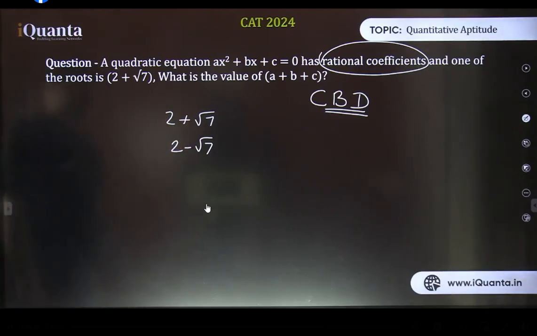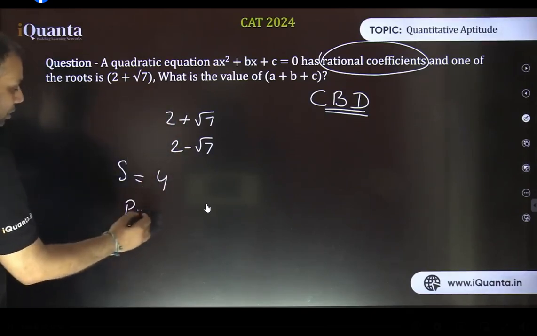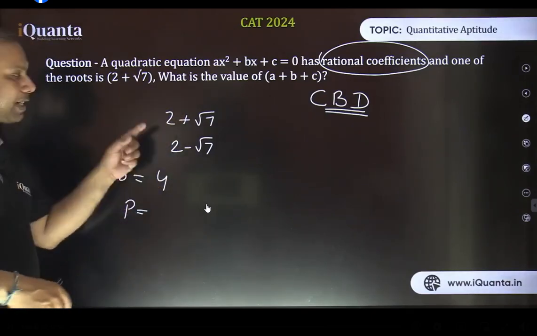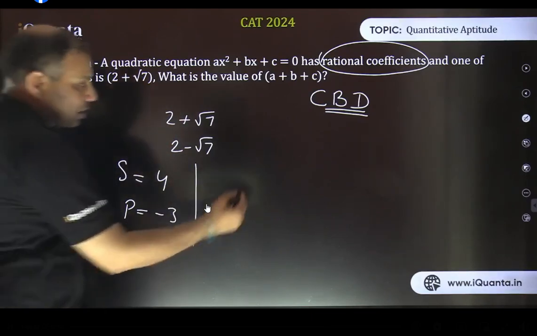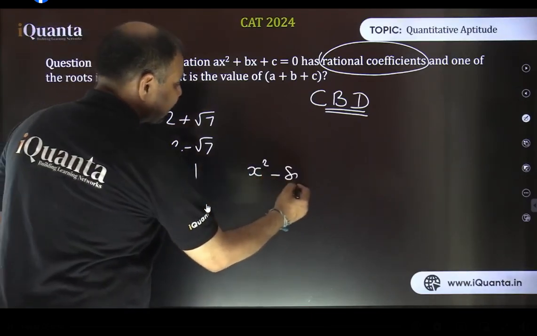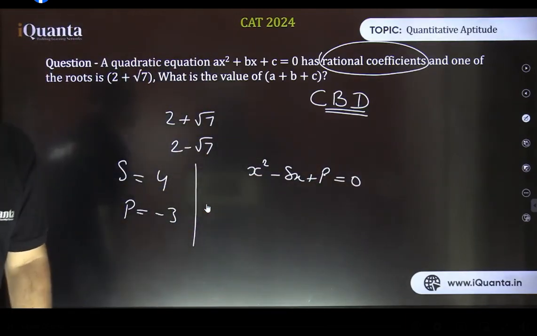Fine. Now, as we did earlier, the sum of the roots is going to be the sum of these two, that is 4. And the product of the roots, again as we did earlier, a plus b into a minus b, will be 2 square minus root 7 square. So 4 minus 7 is minus 3. So in general, we write the equation as x square minus sx plus p equals 0. I wrote the same thing earlier, right?